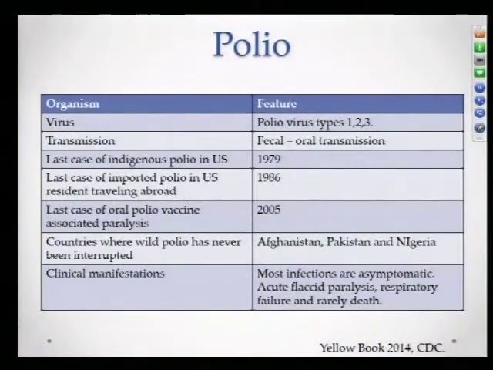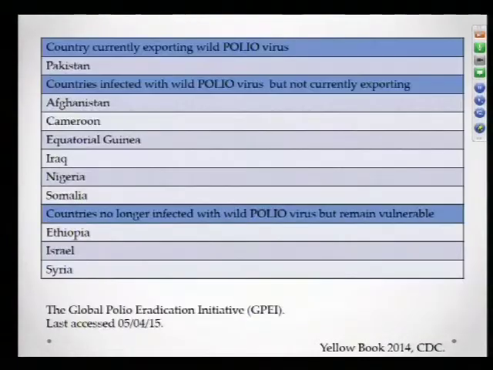Clinical manifestations. Most patients, again, are asymptomatic. The acute flaccid paralysis that you see with polio is rare. Respiratory failure with people being in iron boxes and all that is, again, rare, and so is death.